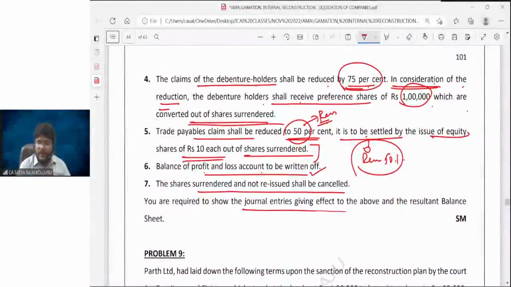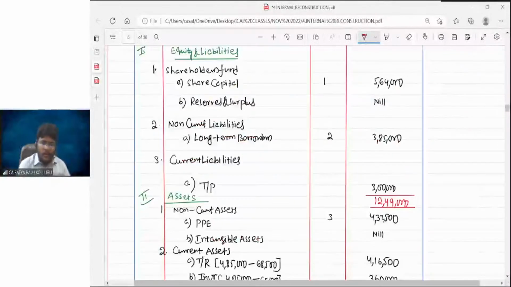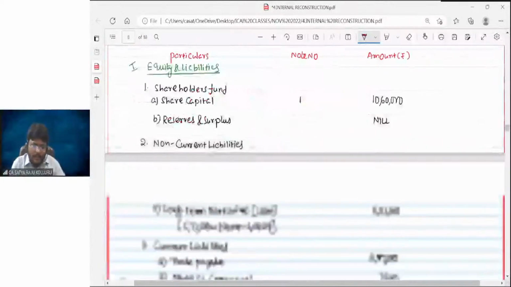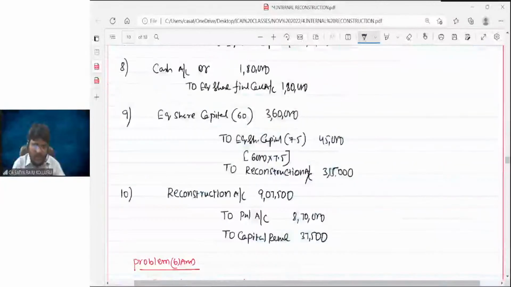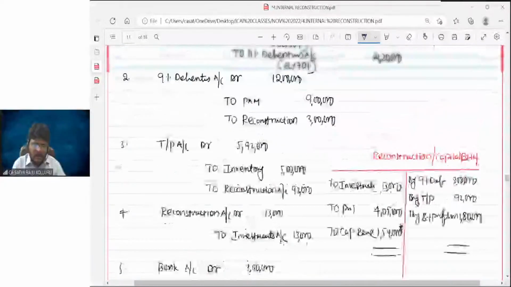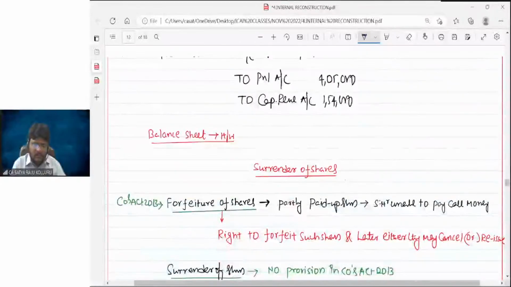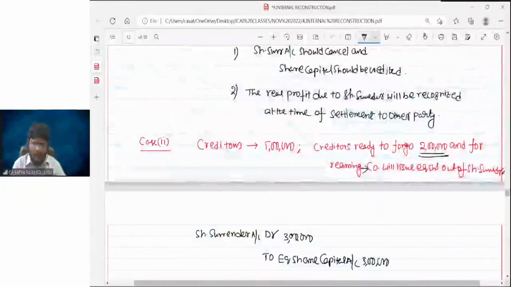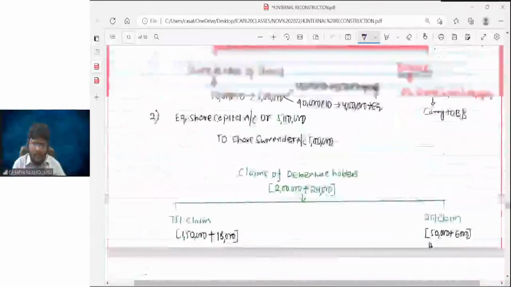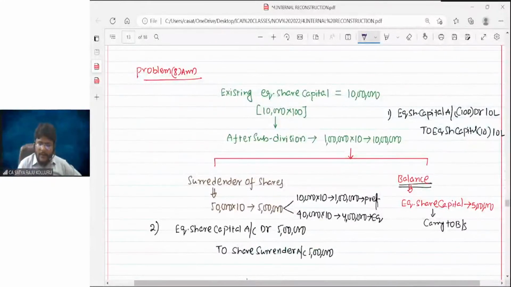So you are required to show the journal entries giving effect to the above and the resultant balance sheet. Balance sheet is homework. I'll open my PDF. Please, all of you come. You can cross verify once again. Problem number 8.